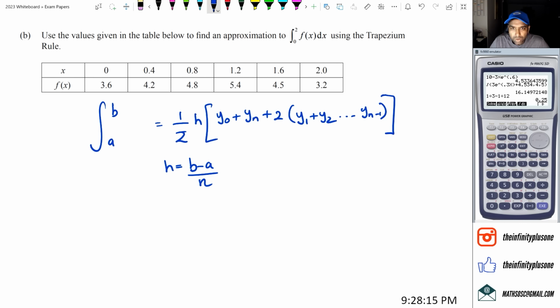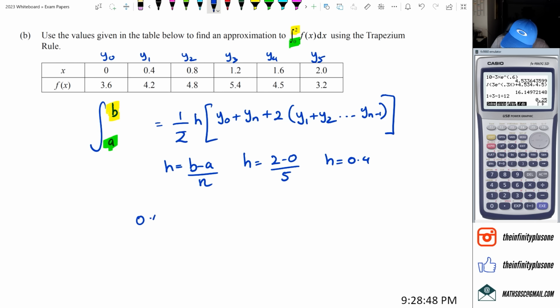So let's have a look. We've got b and a, which happen to be 2 and 0, because the b value is there and the a value is there. So our h is going to equal 2 minus 0 divided by n. Now to figure out what n is, this is y0, y1, y2, y3, y4, and y5. So h is equal to 0.4.